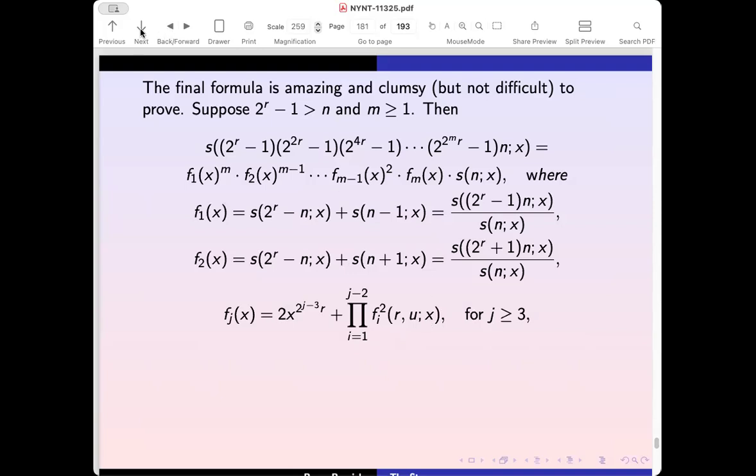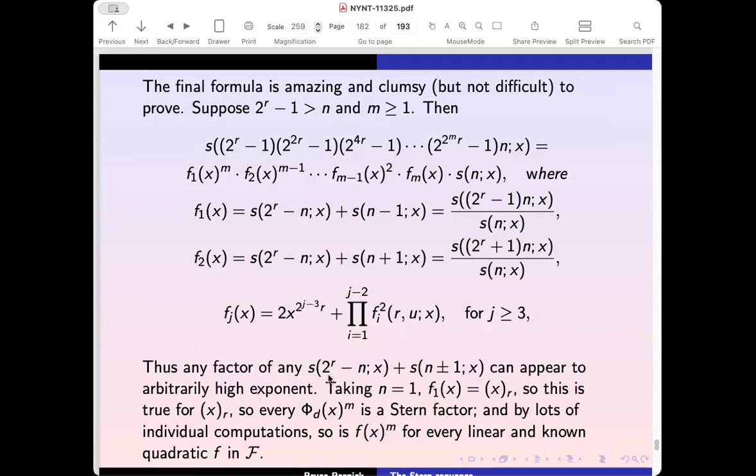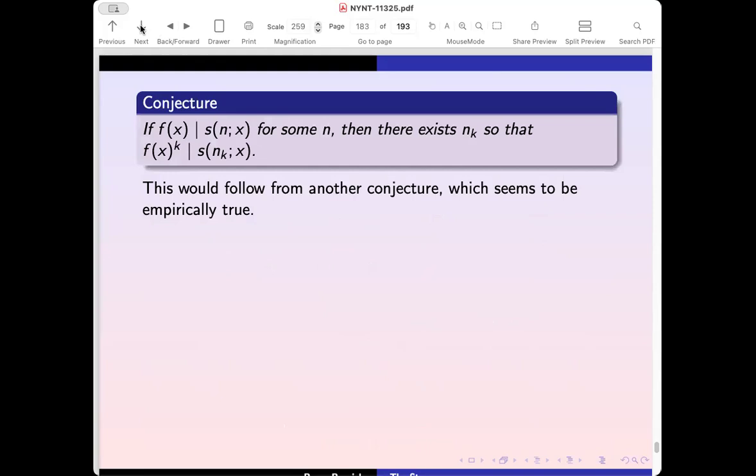And the consequence of this is that any factor of any polynomial of this form can appear somewhere in the Stern sequence to an arbitrarily high exponent. In particular, every cyclotomic polynomial is a Stern factor. And by lots of individual calculations, I checked that this is true for every linear and known quadratic. And I have a conjecture that every Stern factor appears to an arbitrarily high power.